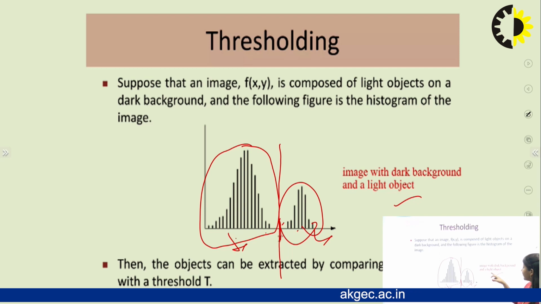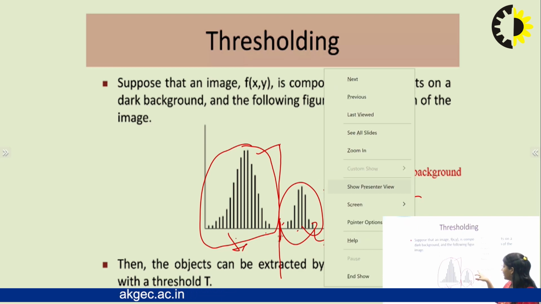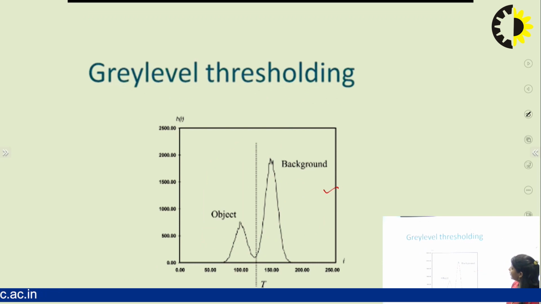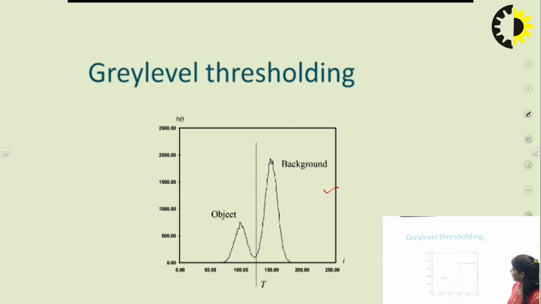So, image with dark background and light object. This background will be dark, that is belong to class 0, and this background is light, means that belong to class 1. So this is the example we can see with the graph. This is the object and this is the background of the image, and these are the different pixels.